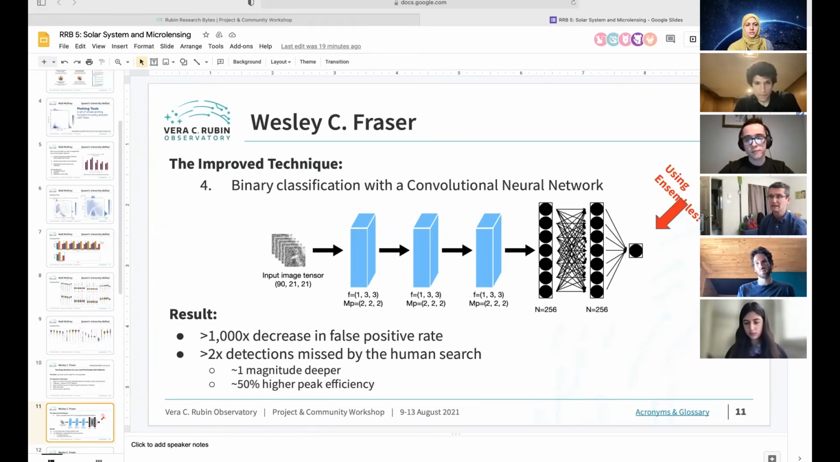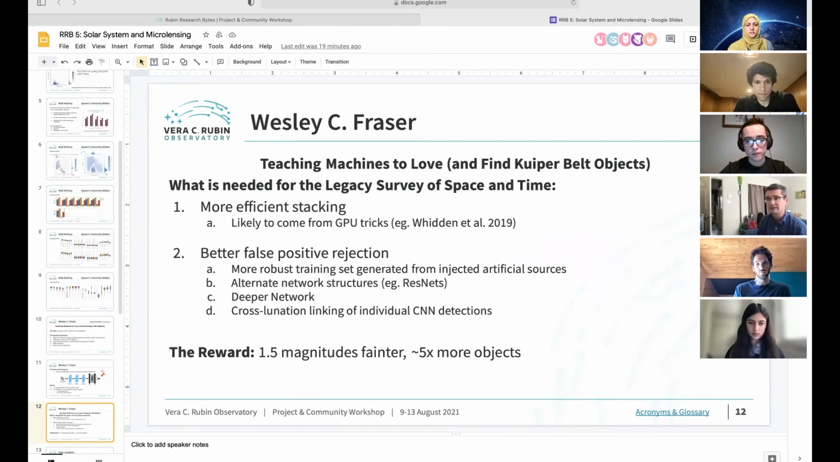We also netted twice as many detections. We got a magnitude fainter in depth and a 50% higher peak detection efficiency. So it worked out pretty well. Next slide, please. Now we're starting to think about this for the LSST, given the success that we had.